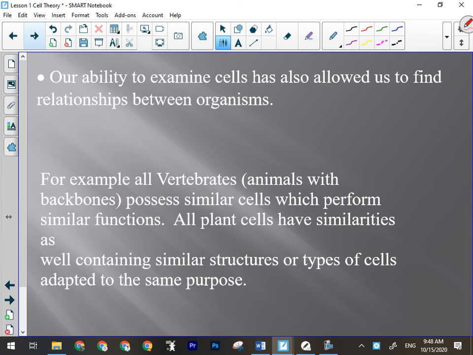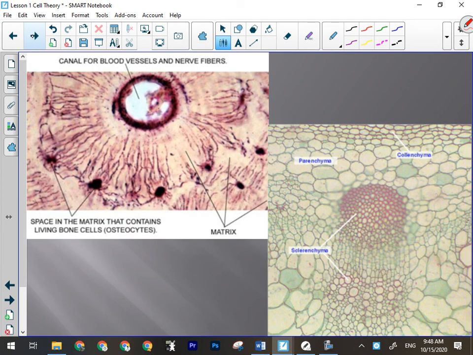All right, so all plant cells have similarities as well. They contain similar structures or types of cells that are all adapted to the same purpose. So if we're looking at these 2 cells here, this is a bone cell, or bone cells, and this is cells from the stem of a plant. The job of a bone and the job of the stem of a plant is to support the organism. Do they have a similar appearance or layout?